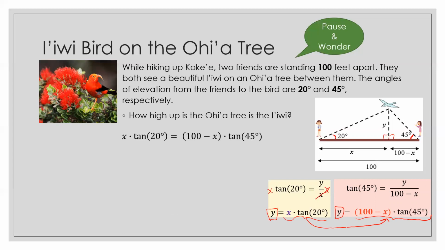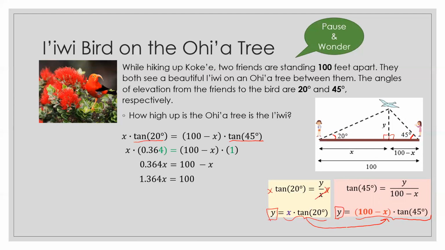Now, tangent of 20 and tangent of 45 are trig ratios, and ratios could be a fraction, or when you divide out the fractions, you could have a decimal. So punch that into your calculator. We should have 0.364 for tangent of 20, and tangent of 45 degrees is 1. Okay, reduce that and make it nicer.